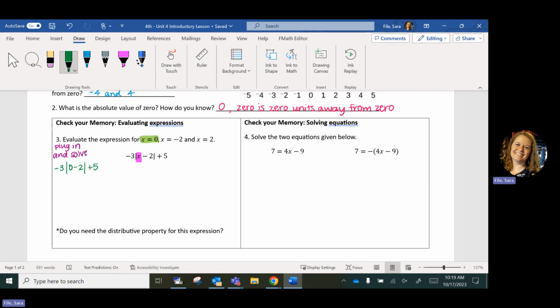Okay, so inside the absolute value bars is 0 minus 2. What does that give me? -2. So I'm going to rewrite this as just a -2 in there. Okay, now what is the absolute value of -2? +2. Good. So I'm going to replace absolute value of -2 with just 2 in parentheses. Okay, I've gotten rid of the absolute value now. I've done that. Now what's next?